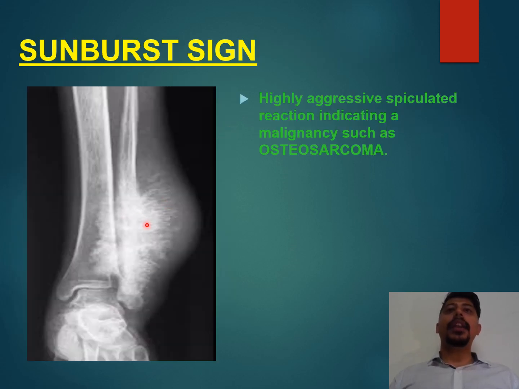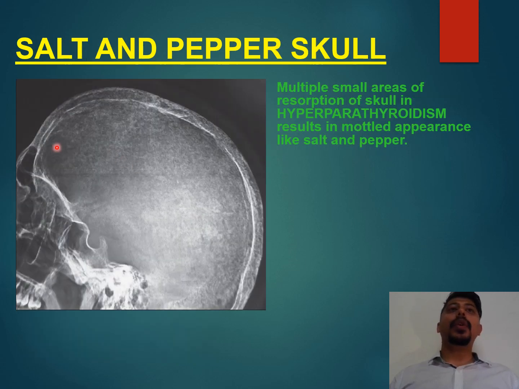Sunburst sign. A highly aggressive spiculated reaction indicating malignancy such as osteosarcoma. So we can appreciate on the AP view of the distal tibiofibular joint a highly aggressive mass lesion giving the appearance of the sunburst sign, seen in osteosarcoma. Salt and pepper sign. Multiple small areas of resorption of the skull seen in hyperparathyroidism result in a mottled appearance like salt and pepper. So this is the salt and pepper sign seen in hyperparathyroidism.